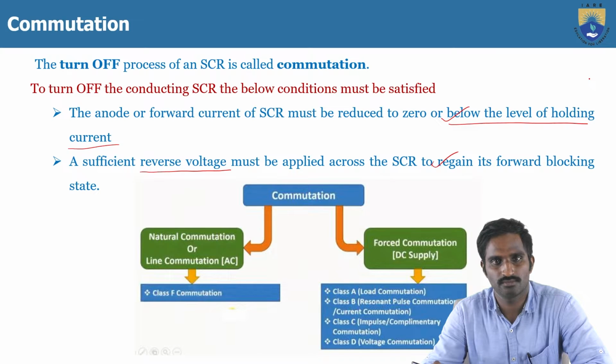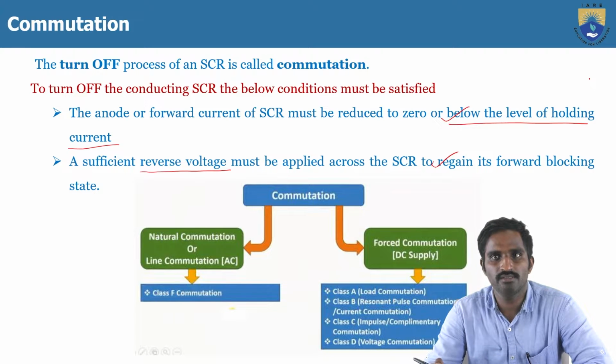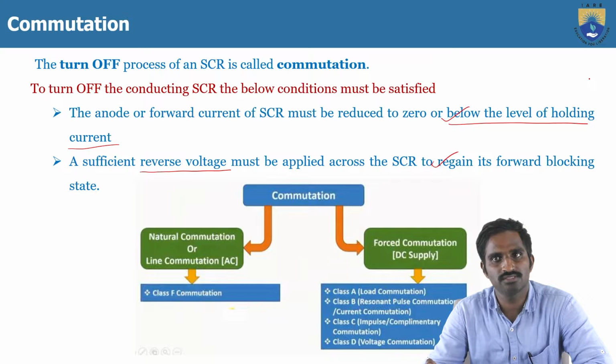And again, the forced commutation can be classified into 4 types. One is class A commutation, which we can also call load commutation. The second one is class B commutation, which is also called resonant pulse commutation or current commutation. Then class C commutation, which is also called impulse or complementary commutation, and class D is the voltage commutation.